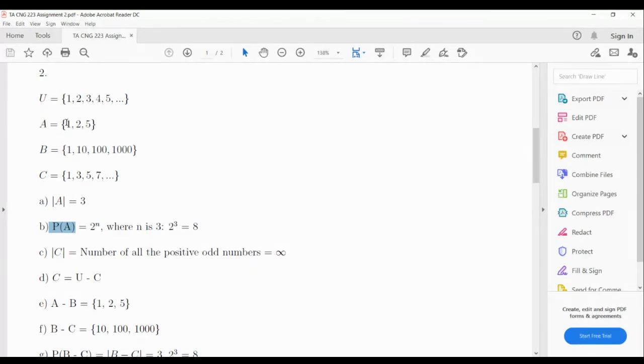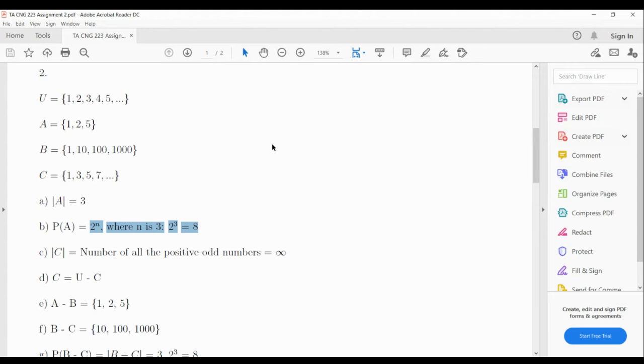So it means the empty set, {1}, {2}, {5} separately, {1, 2} together, {2, 5} together, {1, 5} together, and the set itself. So 8 elements, you should list and write them completely. This is the size of it, which is good to calculate anyway, because I told you it shows you how many elements your set has.